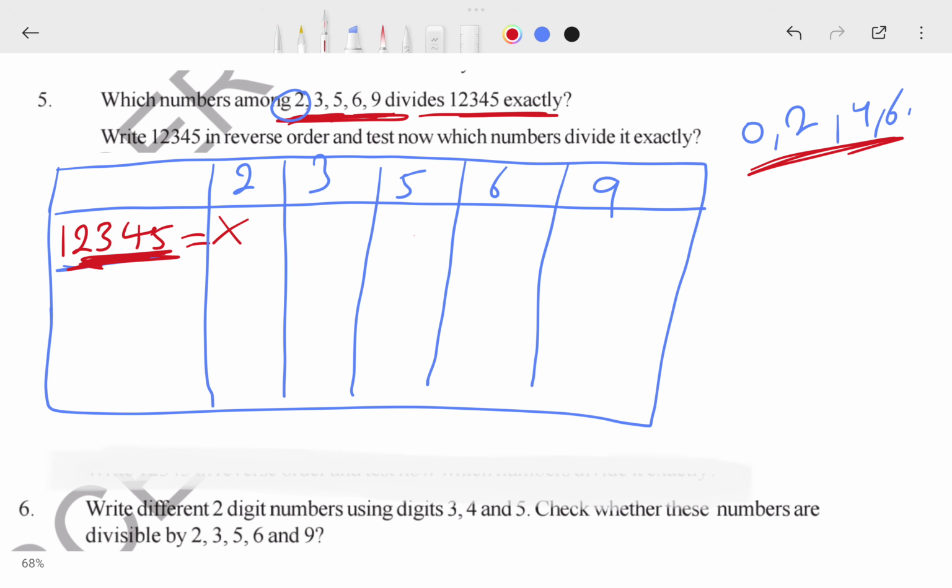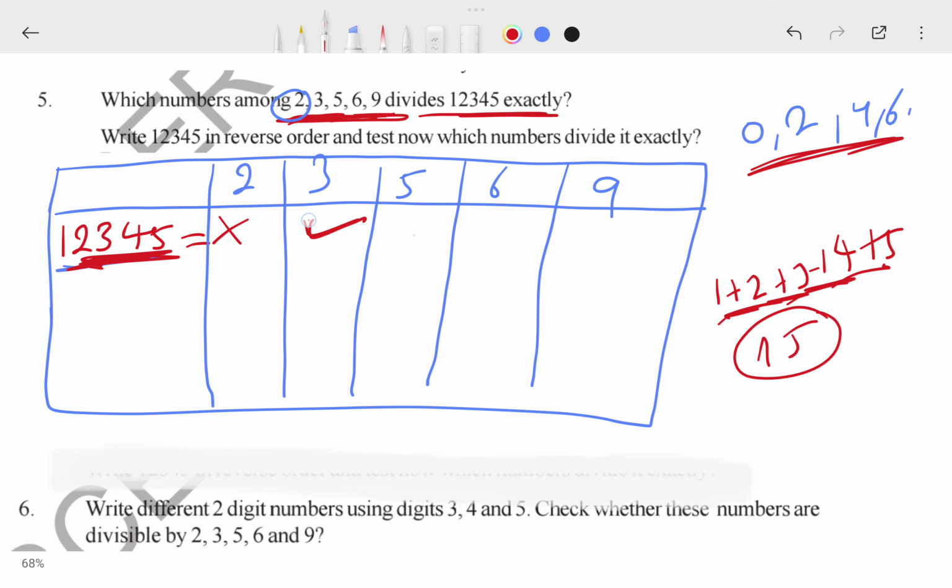For the 3, let's check. 1 plus 2 plus 3 plus 4 plus 5. If you add, this is 3, this is 3, 3, 6, 6 plus 4, 10, 10 plus 5, 15. This is 15. In the 3 table, 15 is there. Yes, 15 is there. So it means that it is going to be divisible by 3.